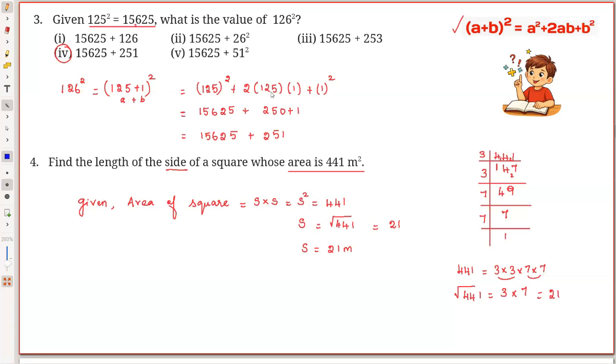15,625. 2 into 125 is 250. 1 square is 1. So add everything. Actually we need not add also, because the options are given, so from the options you choose it. So option 4 is the right answer.